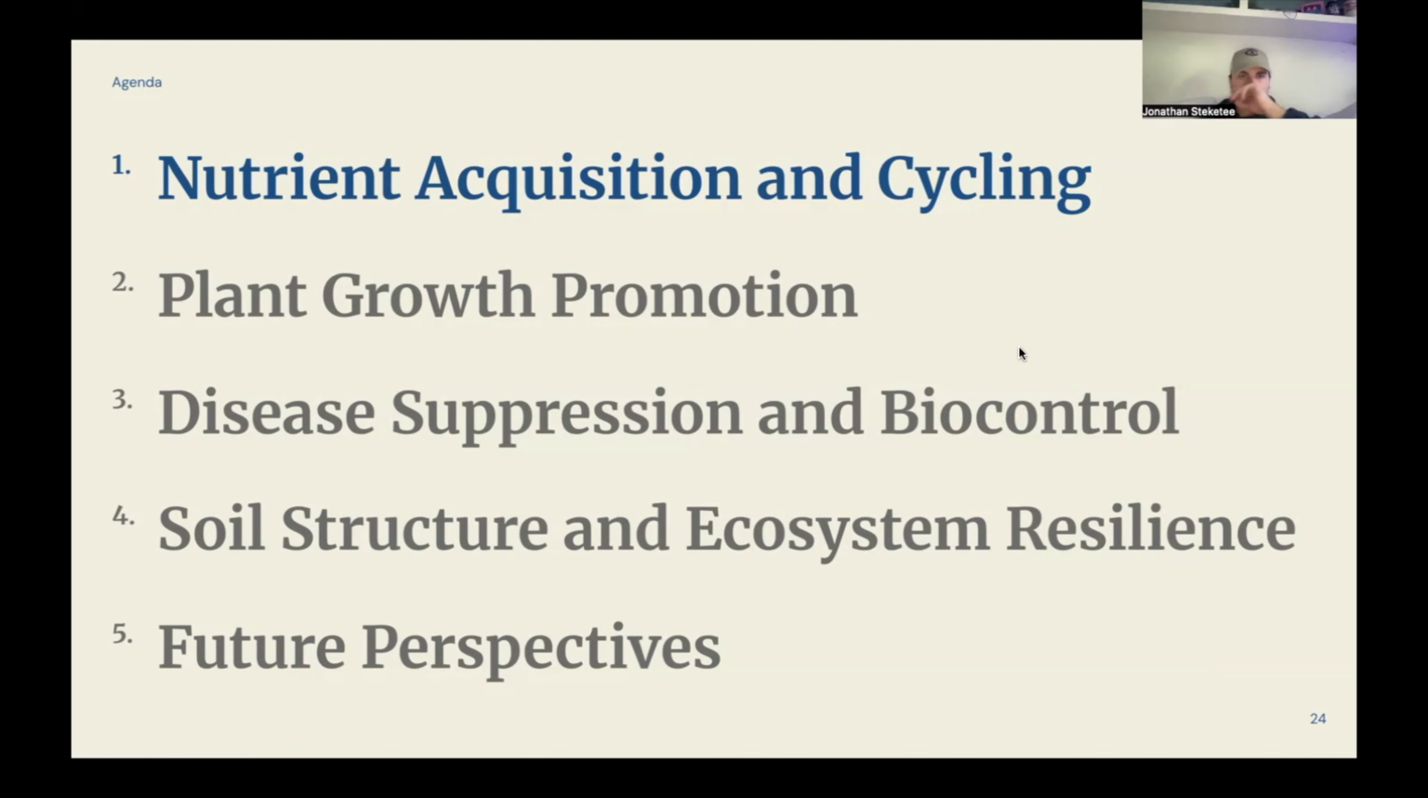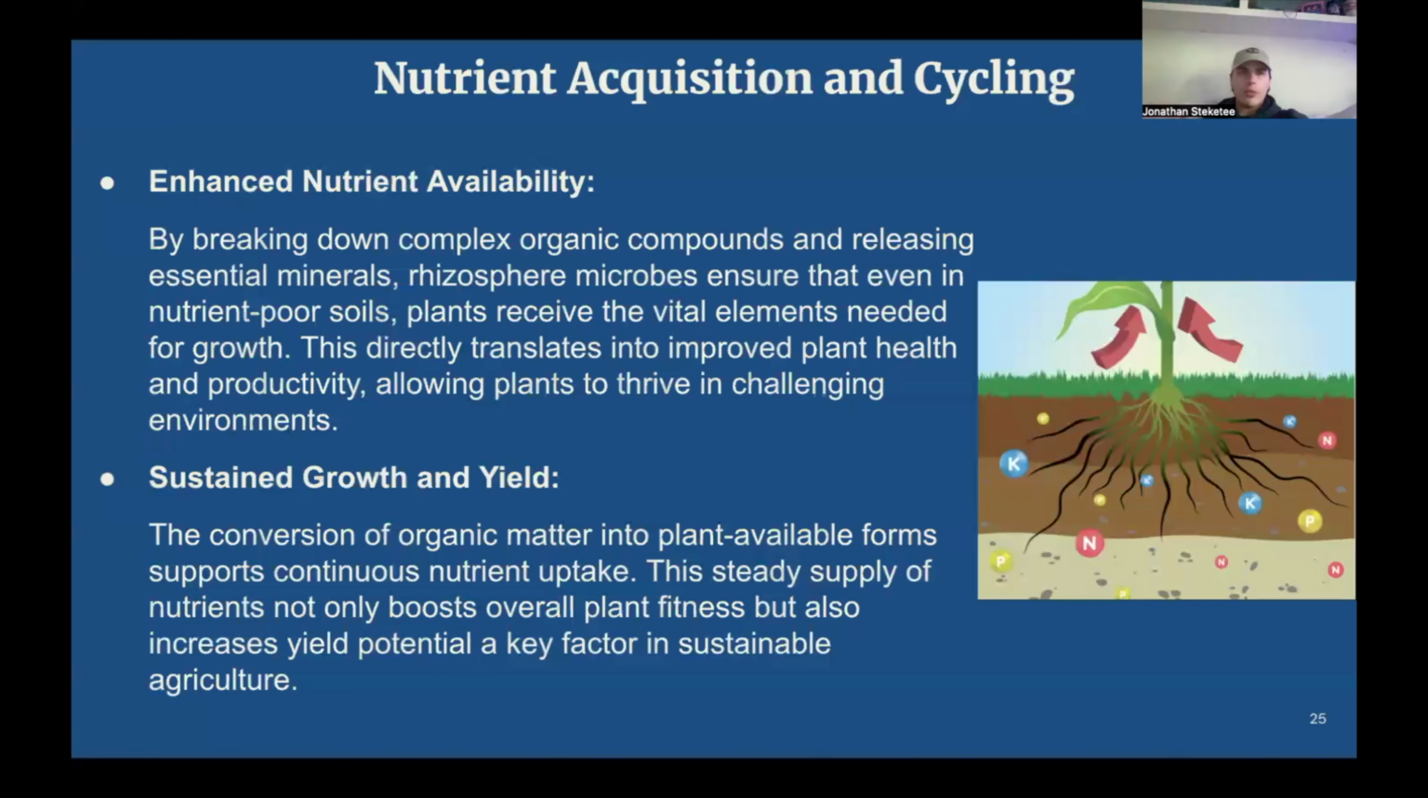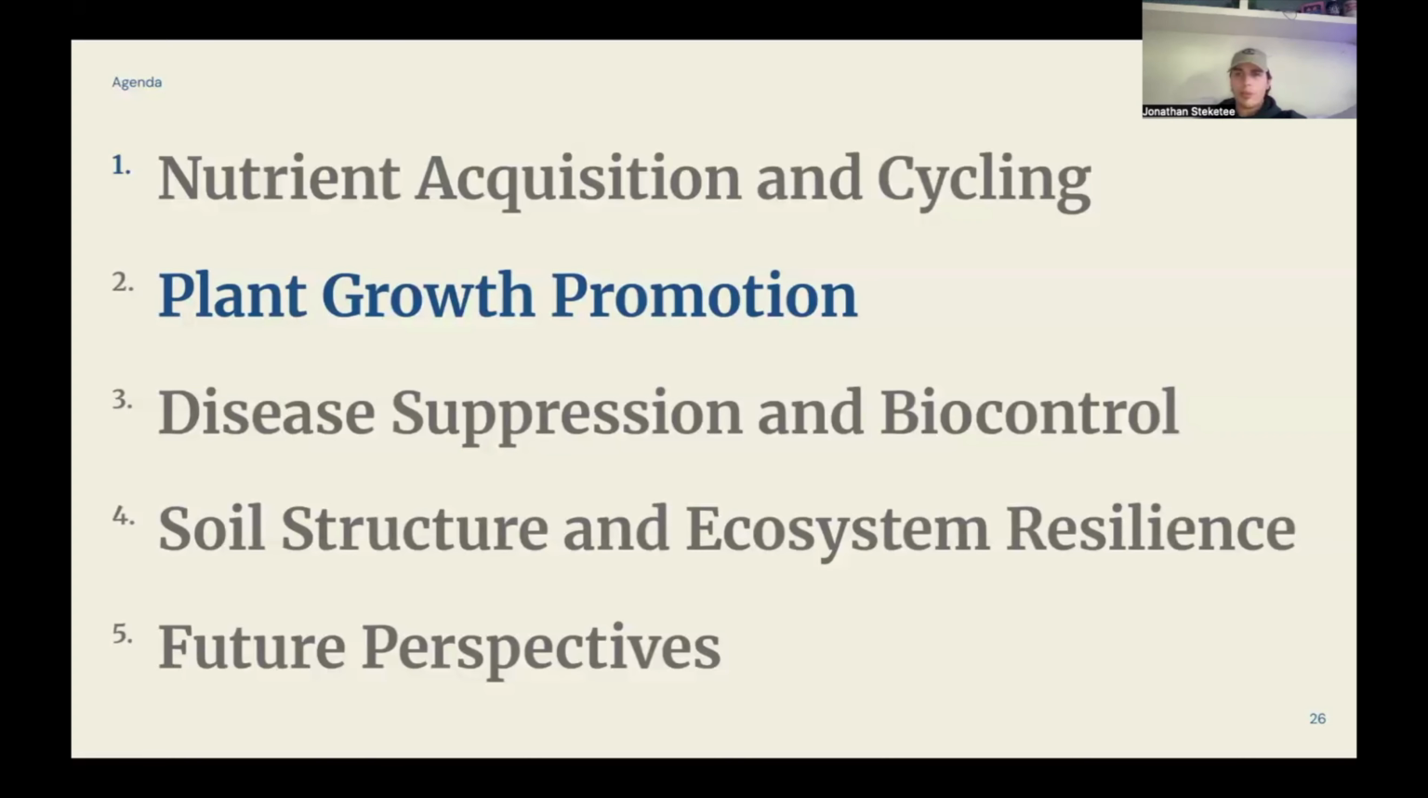So starting with nutrient acquisition and cycling, the main point here is that rhizosphere microbes are essential because they break down complex organic compounds to release minerals that the plants need. So even in soils that are very low in nutrients, these microbes make sure that the plants are getting what they require for healthy growth. This continuous nutrient uptake directly boosts plant health and yields and makes it a key factor in sustainable agriculture, which we'll talk about later.